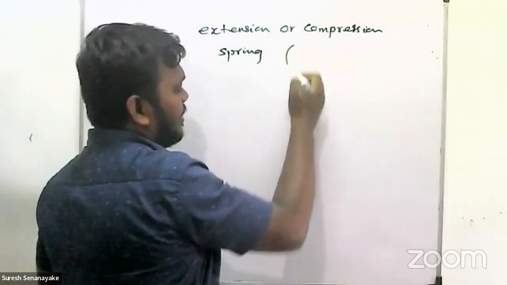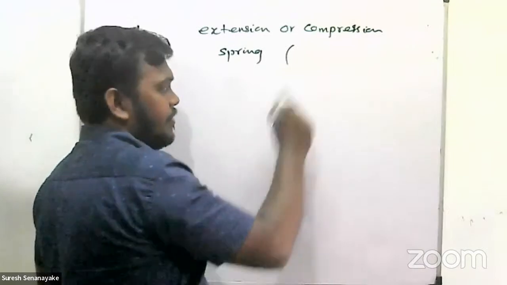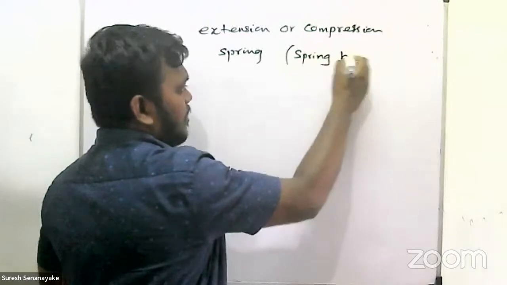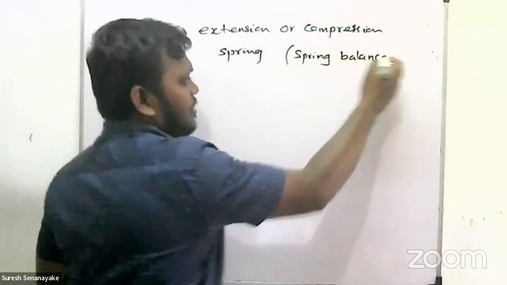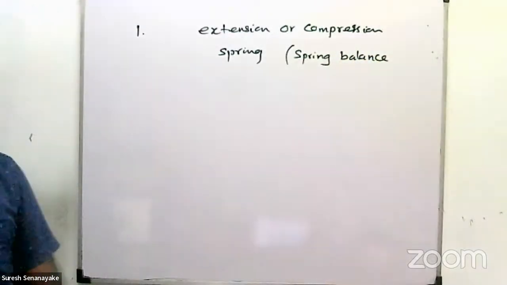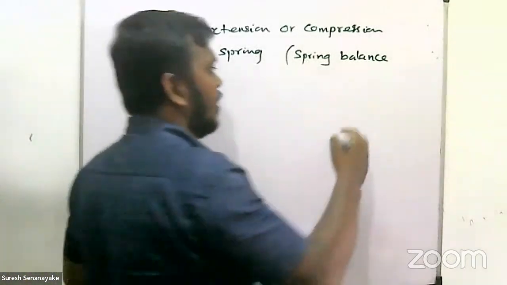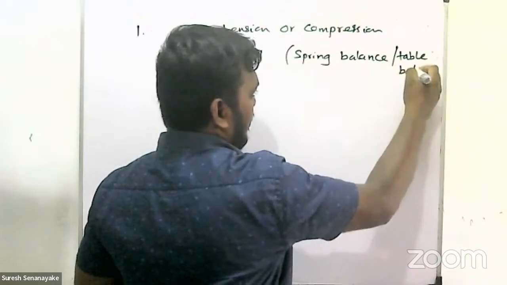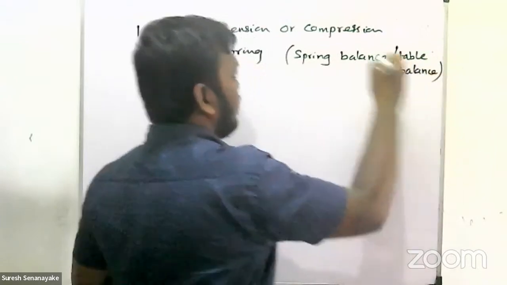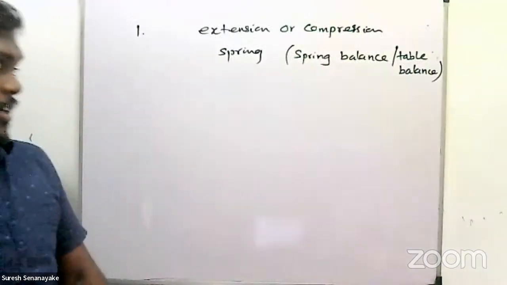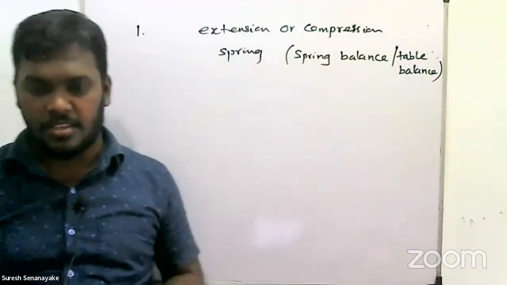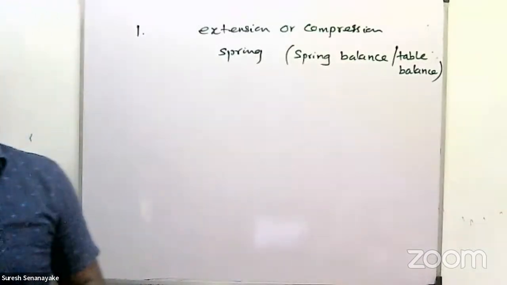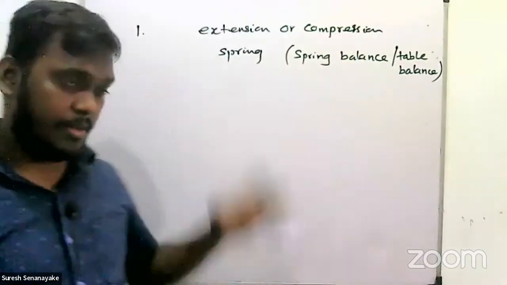Based on this principle, what are the instruments we use? We call it spring balances. Spring balance, or another thing is called the table balance. Table balance is based on compression, and spring balance is based on extension. We consider both cases. I will come to them one by one.